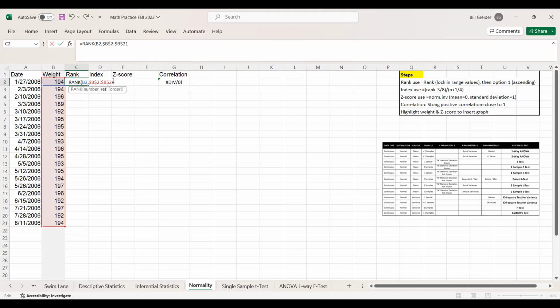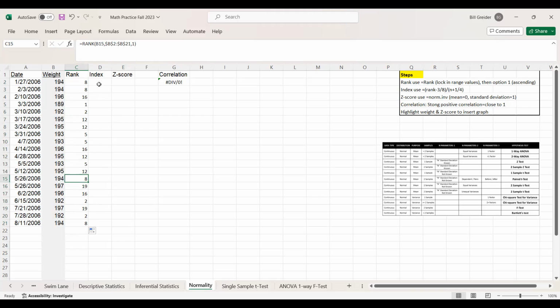And comma. And then according to the instruction, it says ascending order, right? So I'll grab ascending and single click, and I get 194 is ranked 8 out of these 20. Double click, and you'll see that every 194 is ranked 8th. Just to double check. Yep, we're good. So we just ranked them 1 through, looks like 19, because we have some duplicates in there.